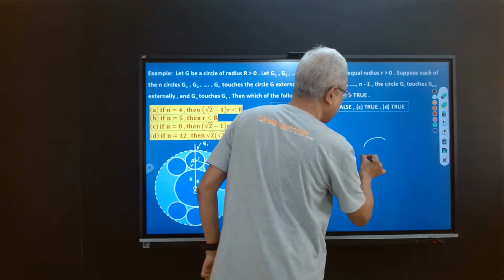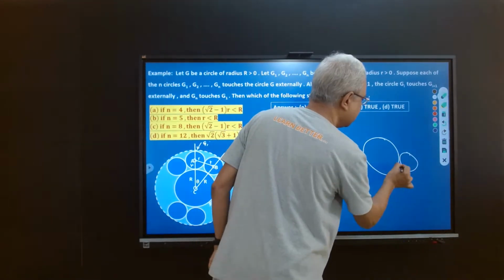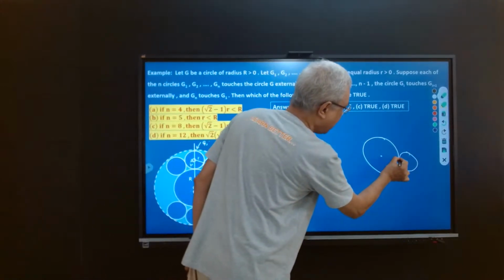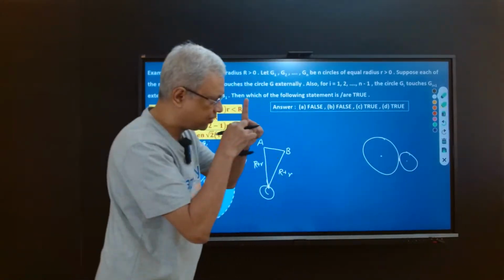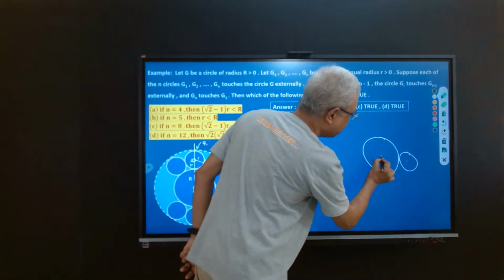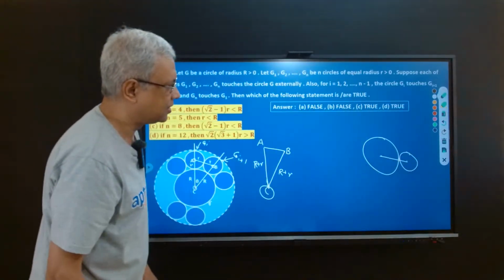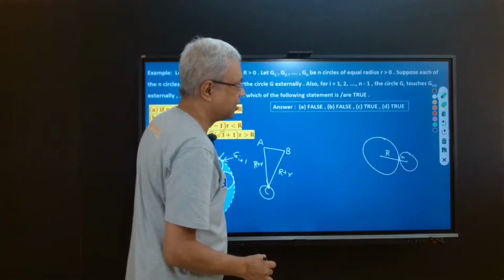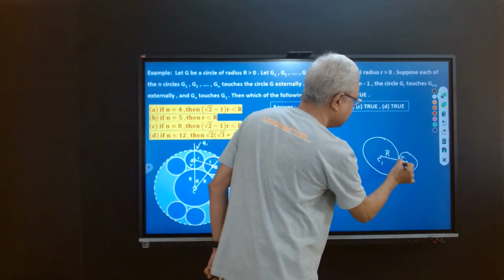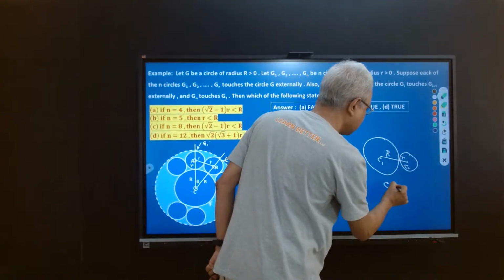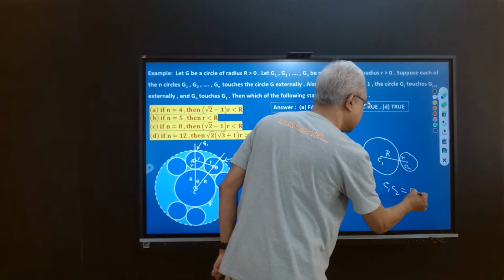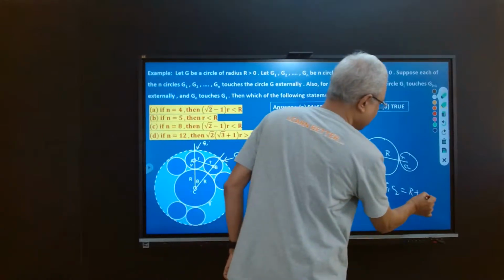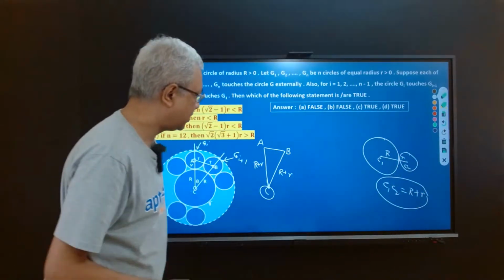You know that? If two circles touch externally, that means they are touching only at one point, then the distance between the centers of these two circles is nothing but the radius of this circle plus the radius of this circle. So if this is C1, this is C2, then C1C2 is actually R plus r. It is your class 10, class 9 knowledge. So we can write like this.